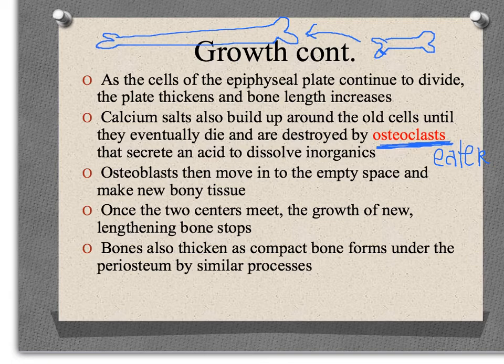cells. So blasts build, B for build, clasts, I don't know how you're going to remember that. I can't think of a good C word for eat or destroy, but at any rate, B, build, osteoclast, break. So once the two centers meet at the epiphyseal plate, then your bone stops growing.